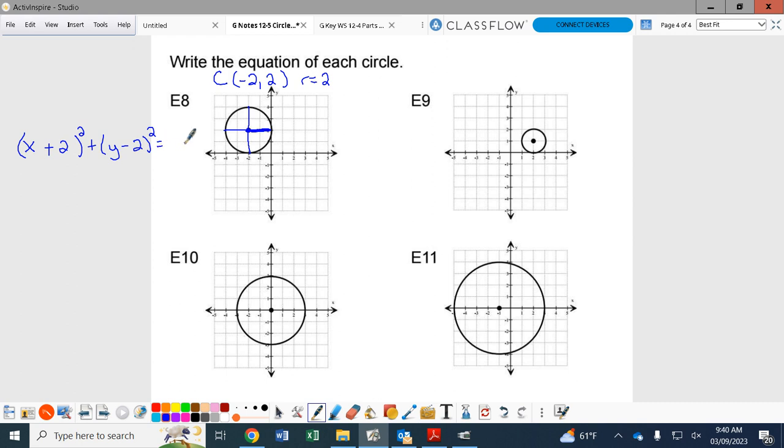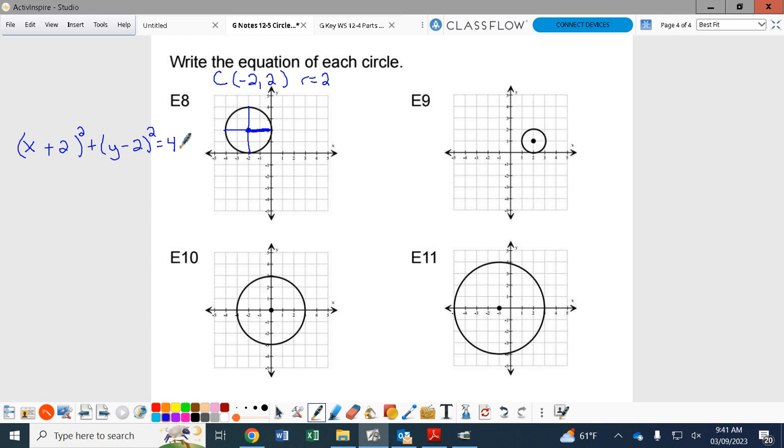equals what? What's that going to be equal to? 4. Perfect. 4, because you square the number. That's exactly correct. Nicely done, guys. This is going very well.